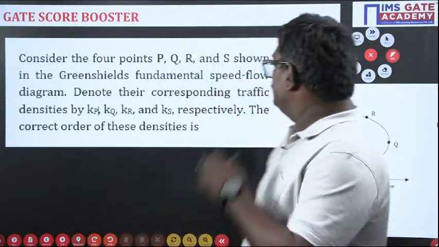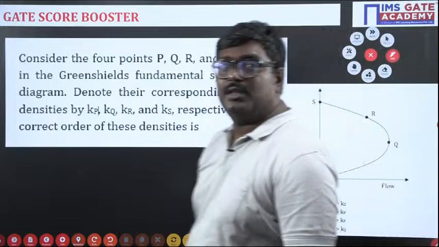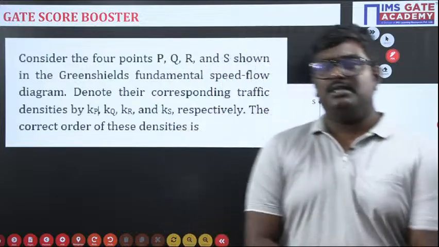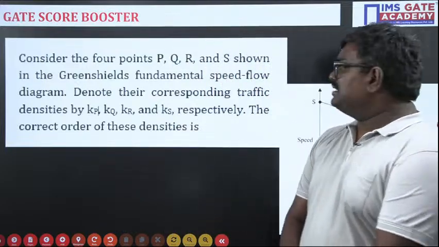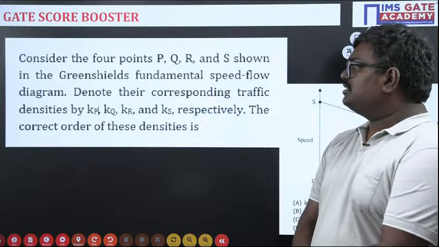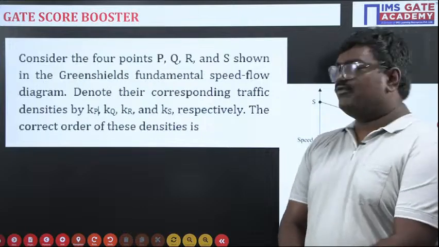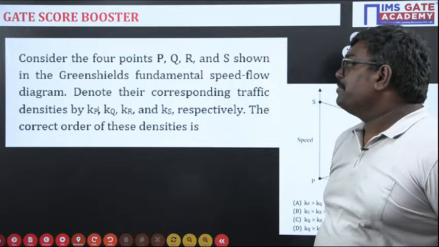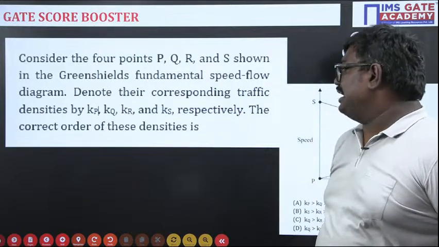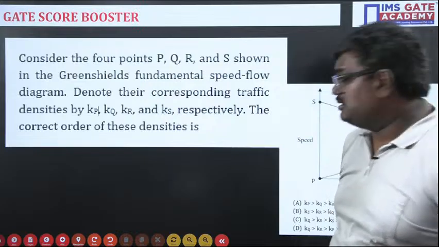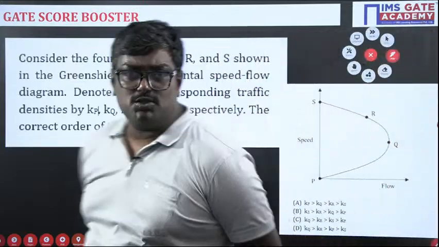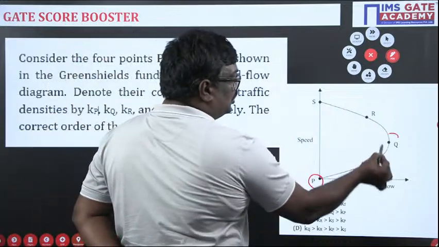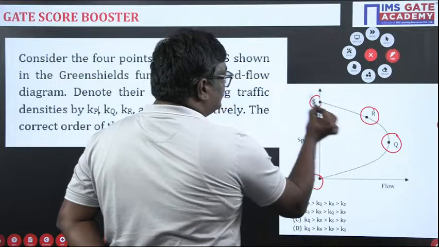Now see students, this is another important point. Please read this question students. The question here is, consider 4 points P, Q, R, S in the Greenshields fundamental speed-flow diagram. Denote their corresponding traffic densities Kp, Kq, Kr and Ks. The correct order of the densities is. Now my dear students, these are the options. If you see, this is P, this is Q, this is R, and this is S.